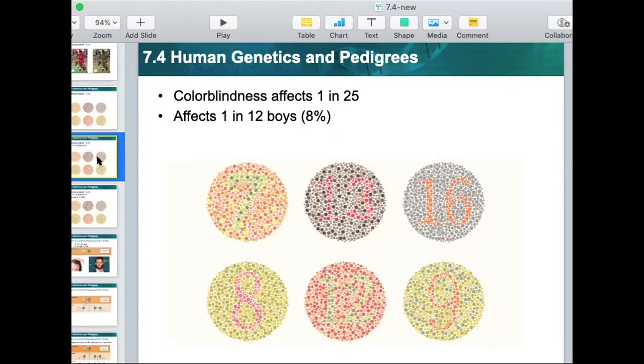So it's a lot more common in boys than girls. It affects 1 in 12 boys, 8% of them, but only affects 5 out of 1,000 girls. 0.5% of girls are affected by this. So because it's a lot more common in boys than girls, then we know it's sex-linked. We know it's on the X chromosome.